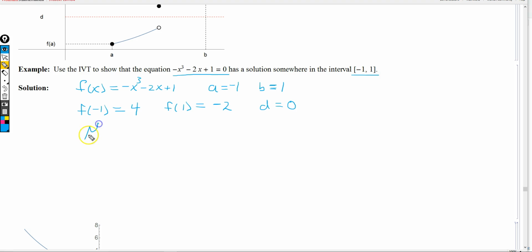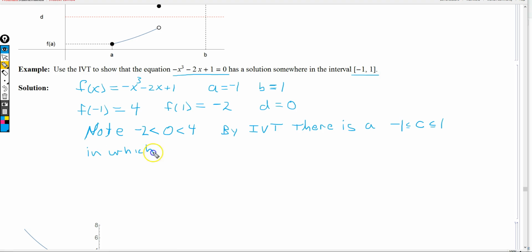So note, 0 is between 4 and negative 2. And so, therefore, by the intermediate value theorem, we know that there will exist a c between negative 1 and 1 in which f of c is equal to 0. In other words, negative c cubed minus 2c plus 1 equals 0. All right, and we've proven that a c exists.